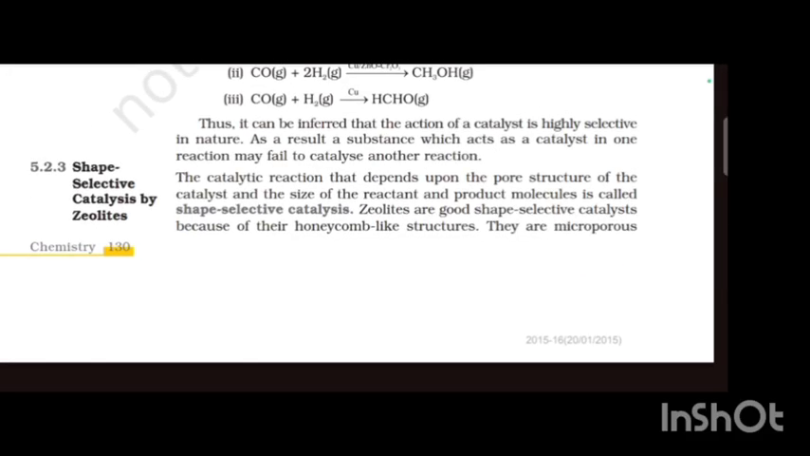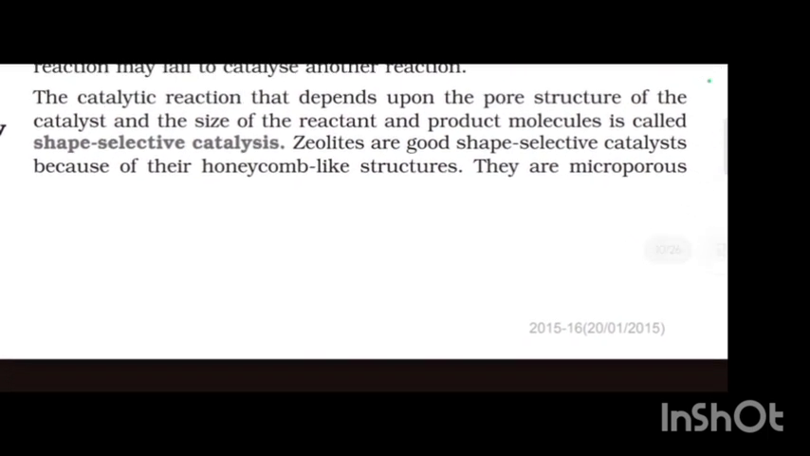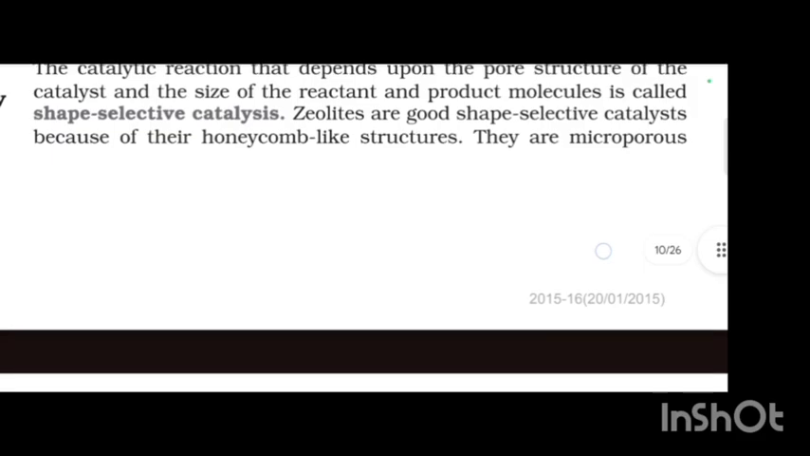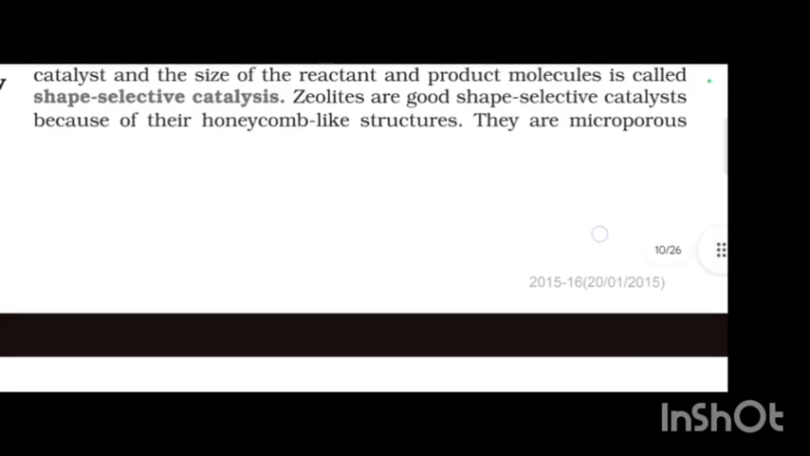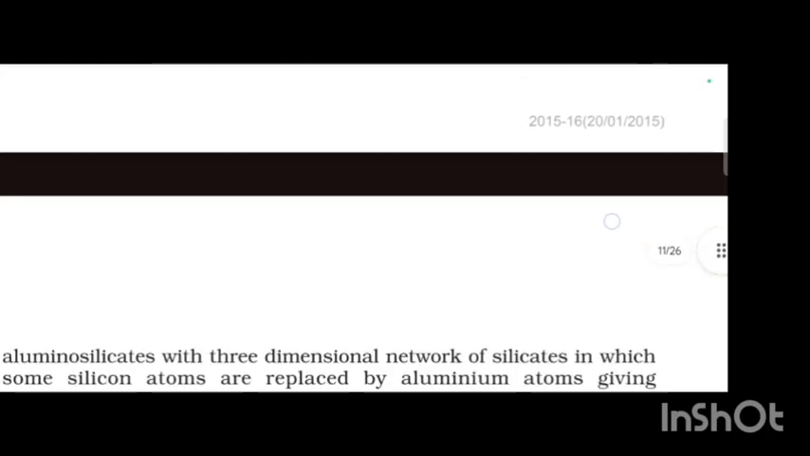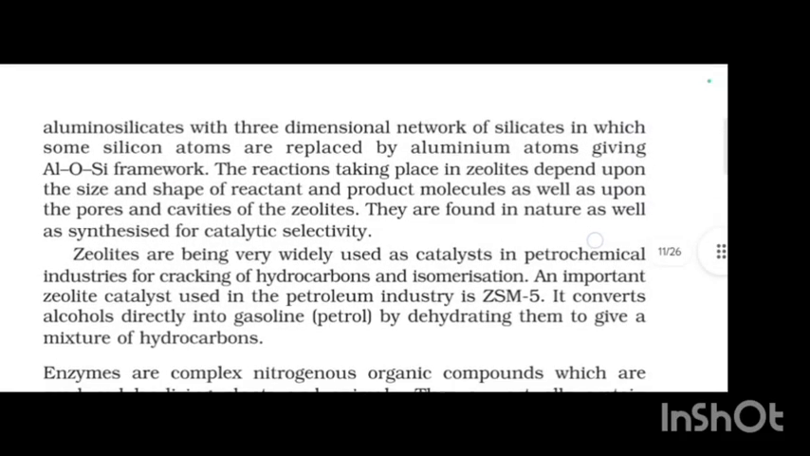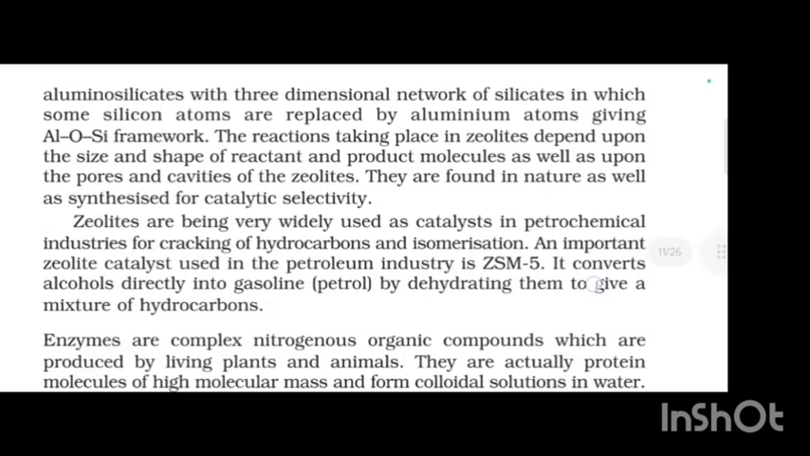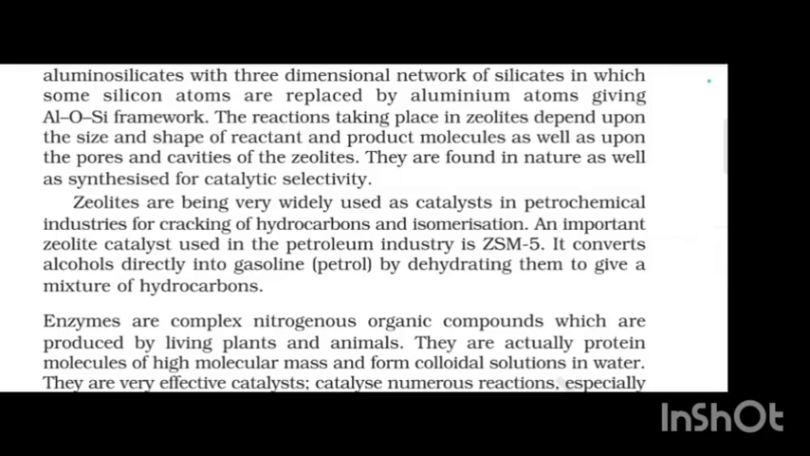Shape selective catalysis by zeolites. The catalytic reaction that depends upon the pore structure of the catalyst and the size of the reactant and product molecules is called shape selective catalysis. Zeolites are good shape selective catalysts because of their honeycomb-like structures. They are microporous aluminosilicates with a three-dimensional network of silicates in which some silicon atoms are replaced by aluminium atoms, giving an AlOSi framework.